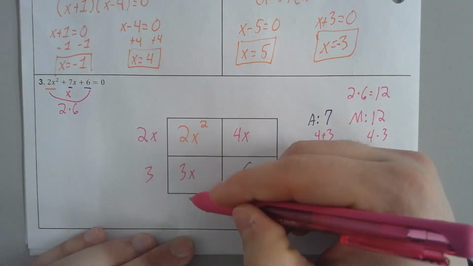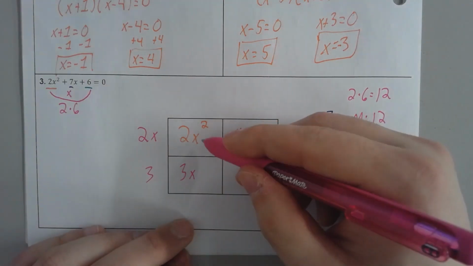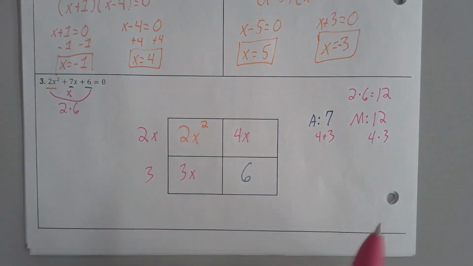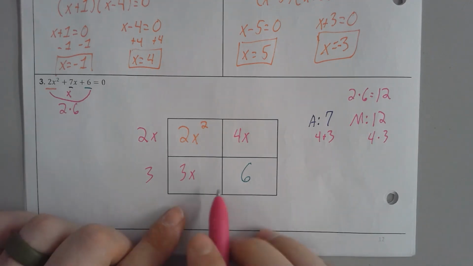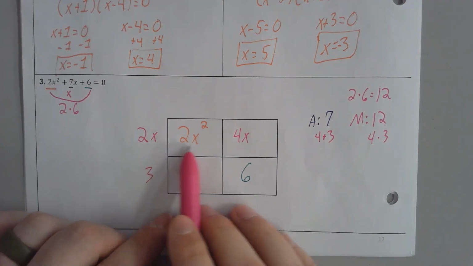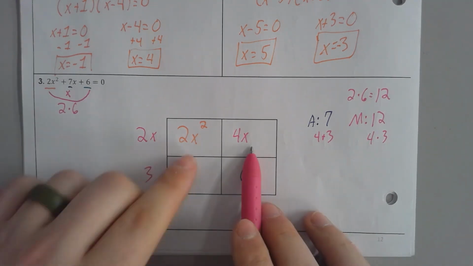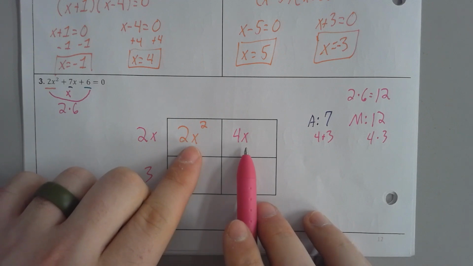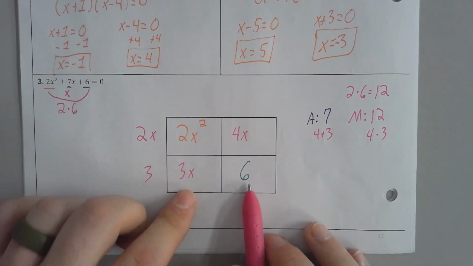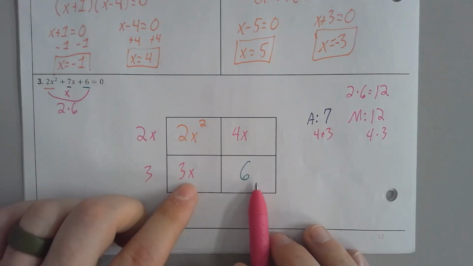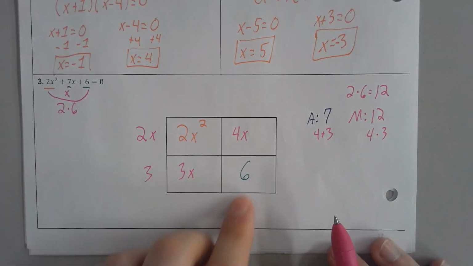Alright, now let's go down our columns. We've got 2x squared and 3x. What's our greatest common factor there? Why do you get to pull an x out of the top and not the bottom? Great question. So here, up top, where we pulled the x out, when you go across, both things have at least one x. Down here, your 3 has an x, but your 6 doesn't. Does that make sense? So there's no x with your 6 to take out.